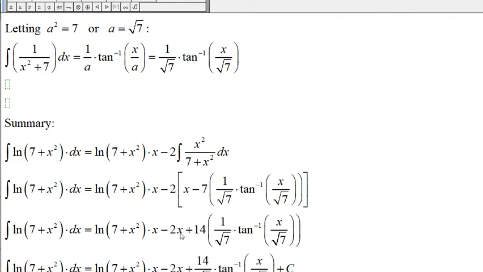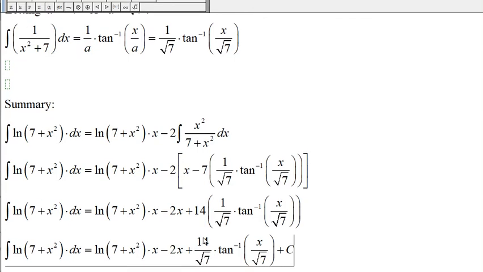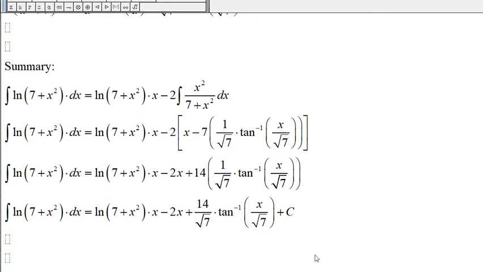Two times x is 2x, and negative 2 times negative 7 is plus 14. And so the final answer would be the natural log of 7 plus x squared times x, minus 2x, plus 14 over the square root of 7 times tangent inverse of x over the square root of 7.